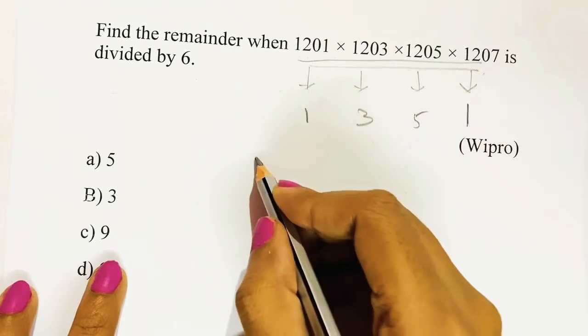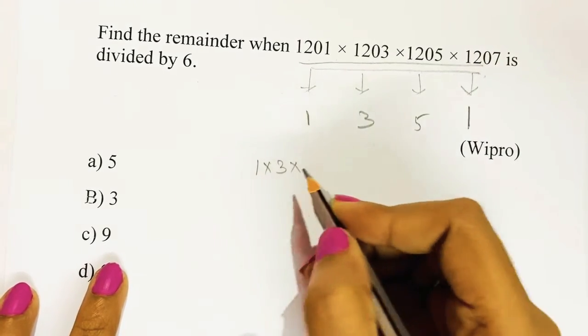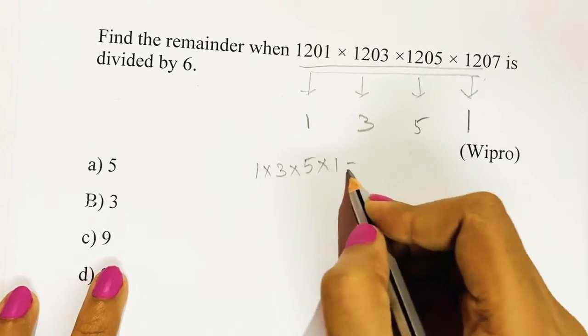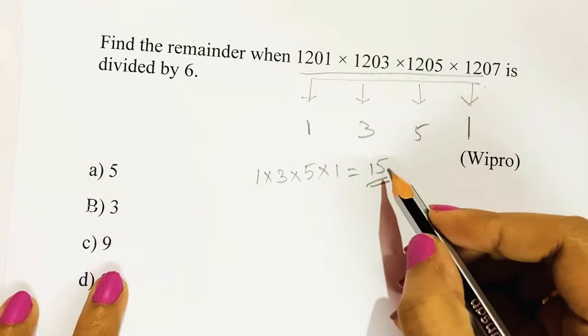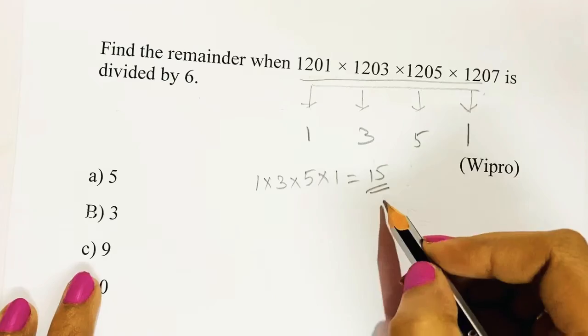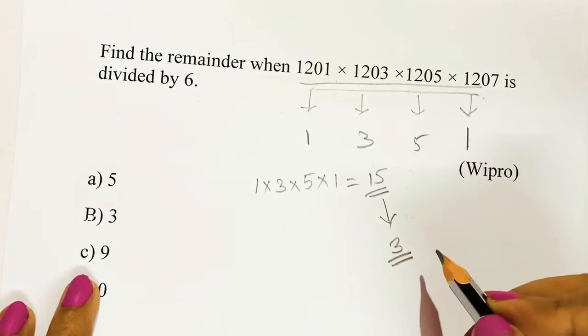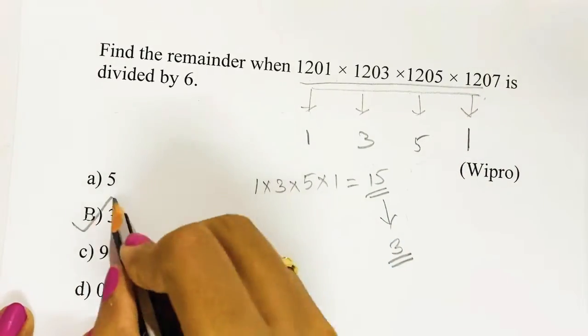When we multiply these remainders together, we get 1 into 3 into 5 into 1, which is equal to 15. When we divide 15 by 6, the remainder is 3. So the answer is option B, 3.